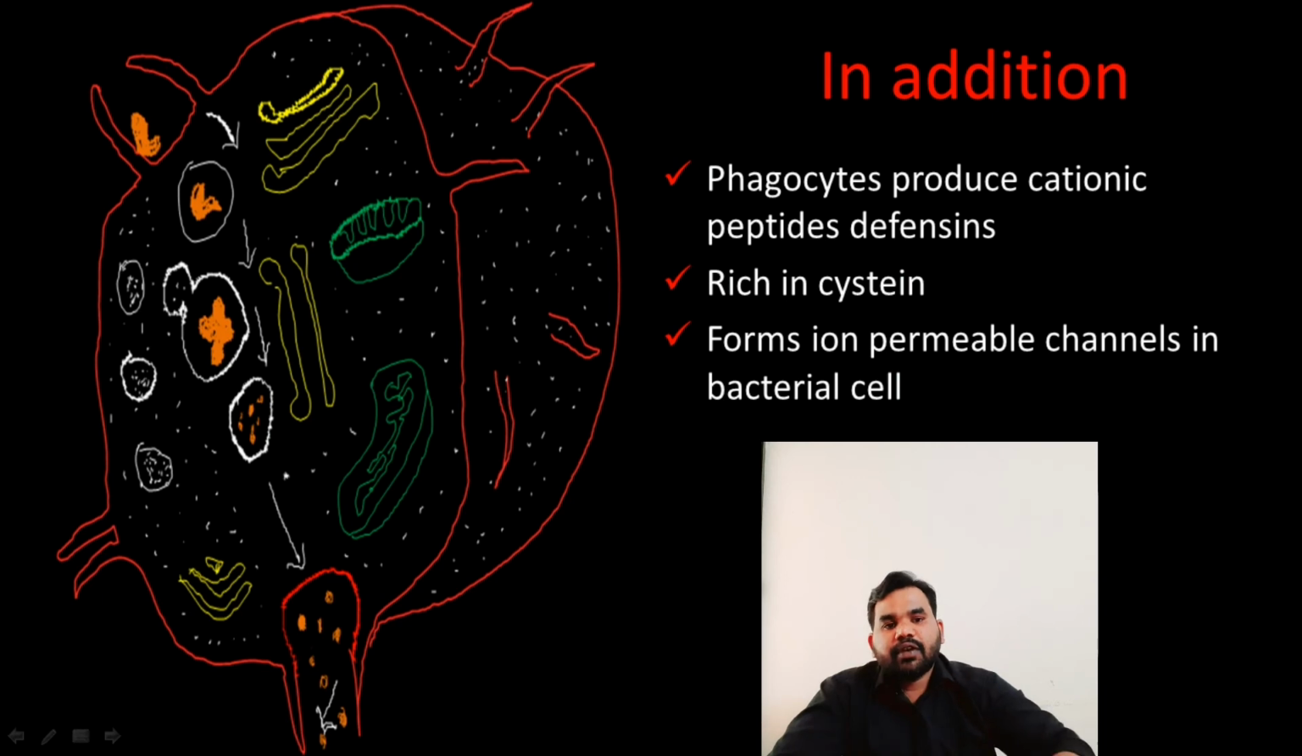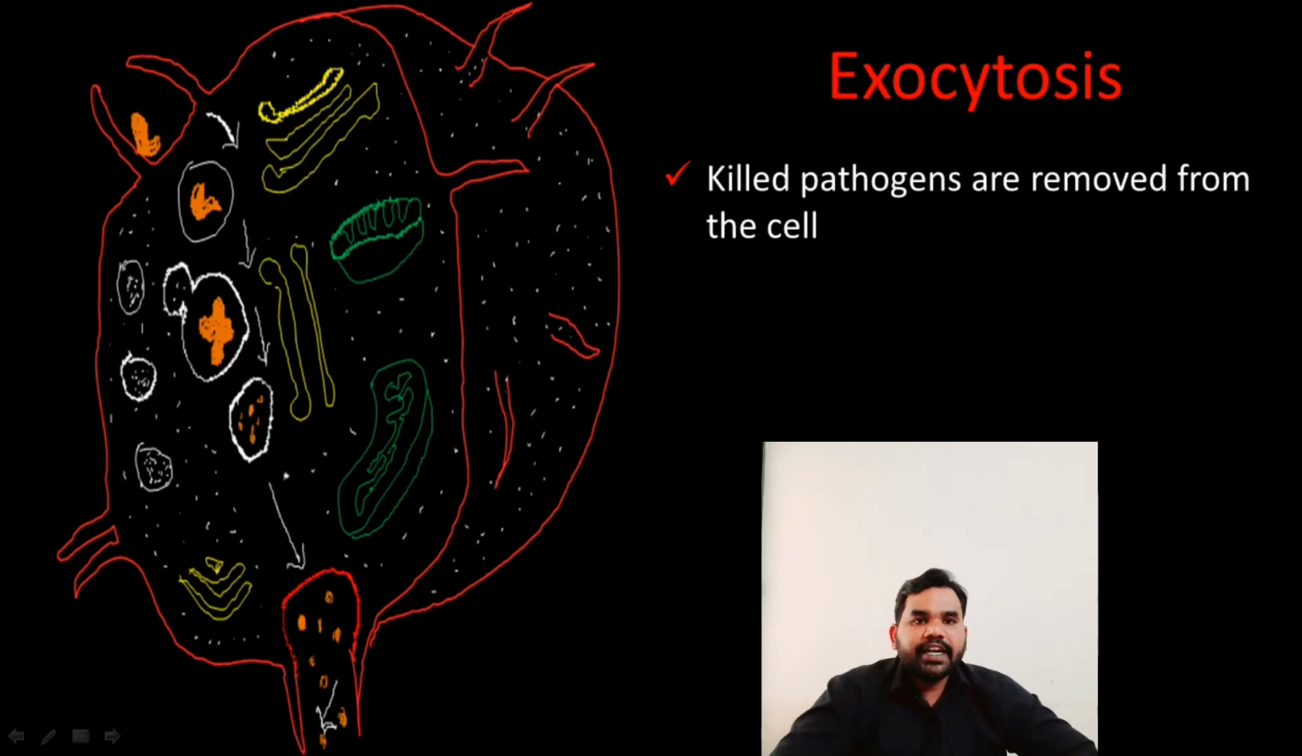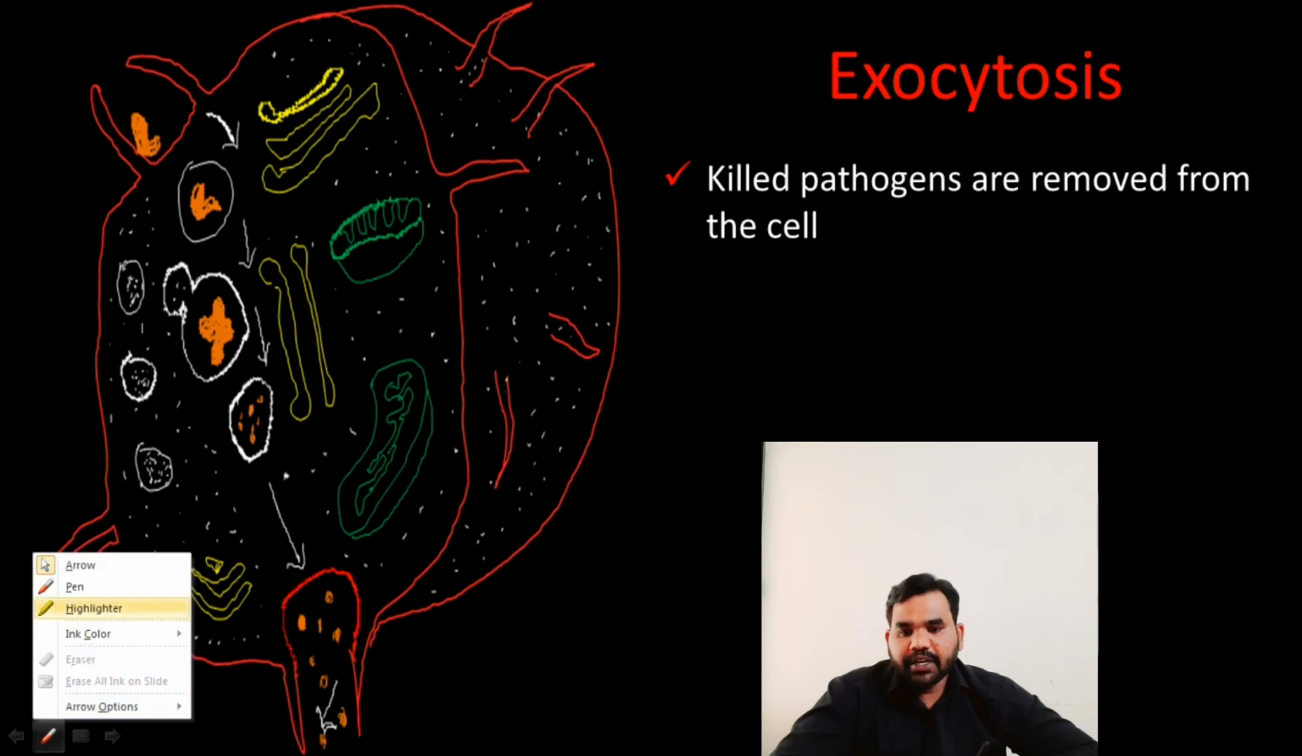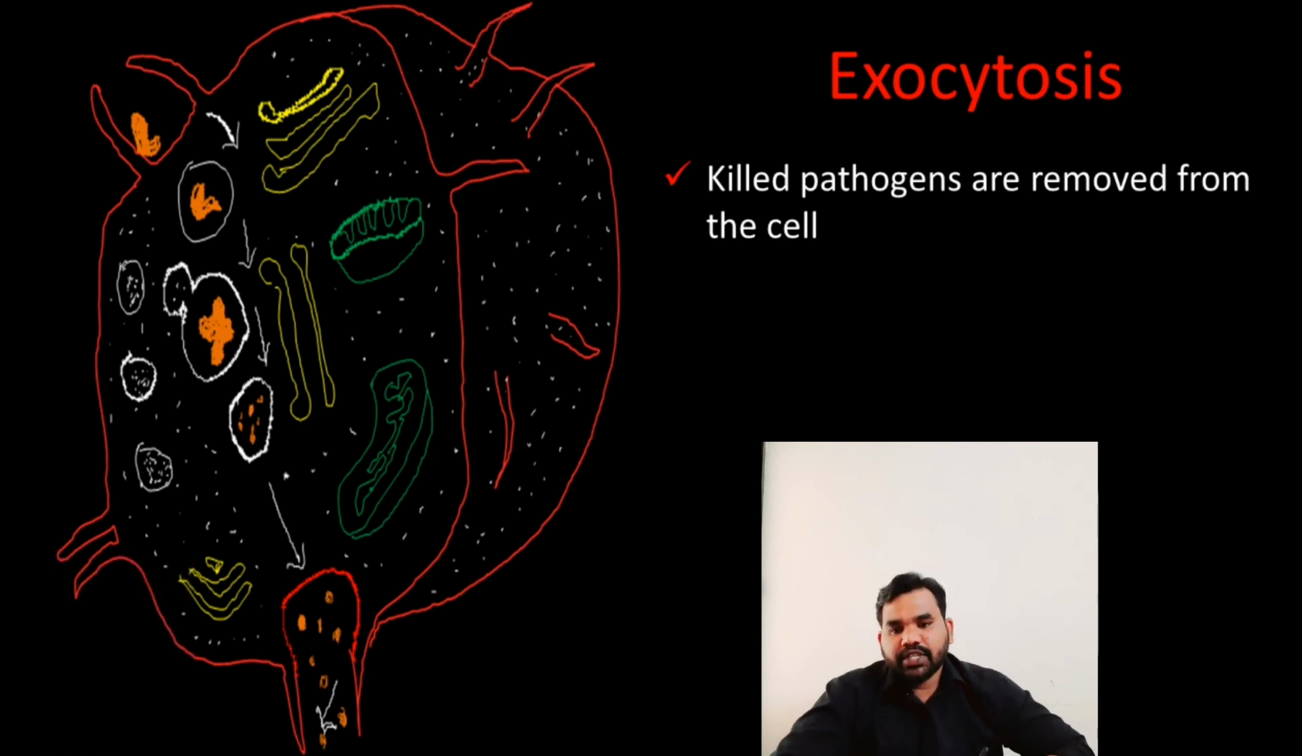And once the microorganism is dead, the degraded particles will be removed from the cell, and that particular process is called exocytosis. See here, you can see the microorganism is made into pieces and those pieces are removed from the cell, and this process is called exocytosis. So this is about phagocytosis.